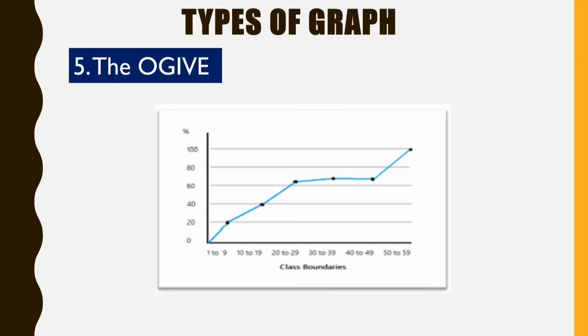Here is an example of an ogive. You might mistake it for a line graph, but if you look at the label of the x-axis, you will see that it has a range. So 1 to 9, it means that it is continuous data. That's why it represents a cumulative frequency. Okay, so 10 to 19 and so on. That is the difference between an ogive and a line graph as well. So there are class boundaries or ranges on the x-axis.